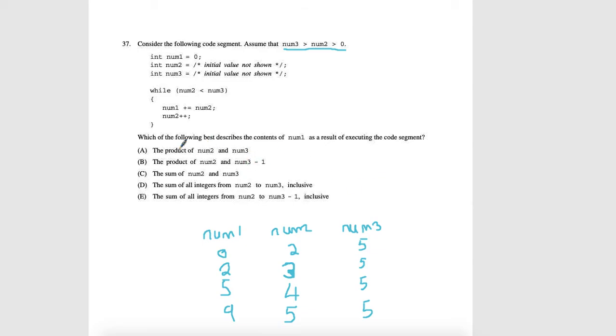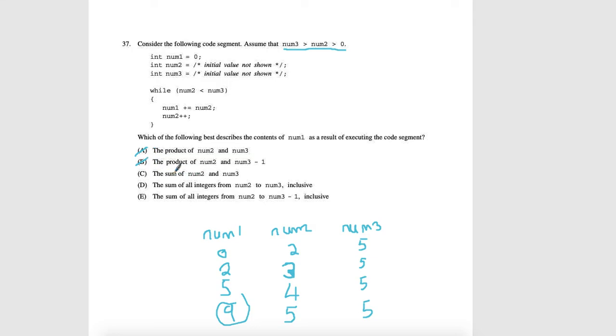Let's take stock of what we have. So the product of num2 and num3. Well, what's the product of num2 and num3? The product of num2 and num3 would be 2 times 5, which is 10. That's not, we're looking for 9. So that one we can rule out. The product of num2 and num3 minus 1. Num3 minus 1 would be 4. And 2 times 4, that's going to give us 8. We can rule that one out.